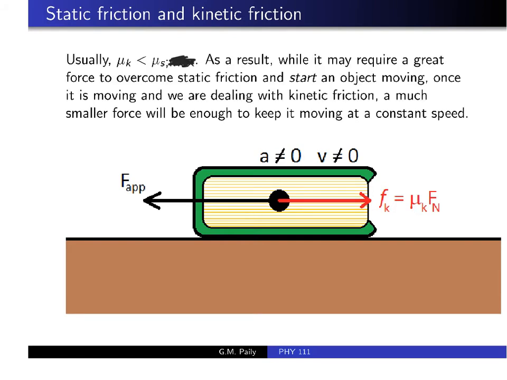Now, usually the value for mu k is less than mu s. And so, it may be hard to overcome static friction and start an object moving, but once you do, the amount of force required to keep it moving will be less, because we have shifted from the greater static friction to the easier kinetic friction.